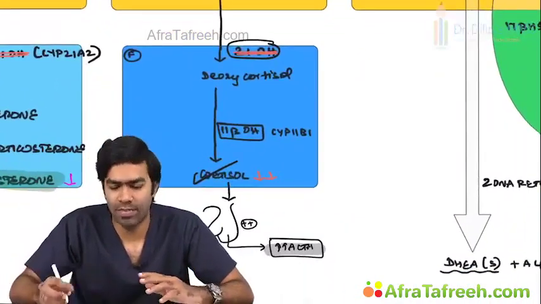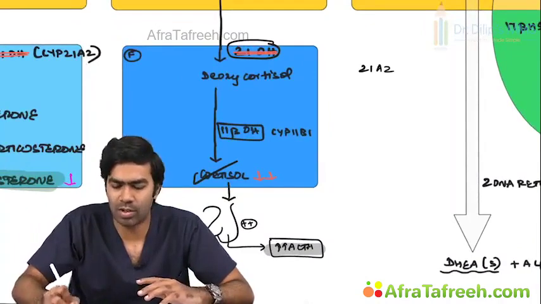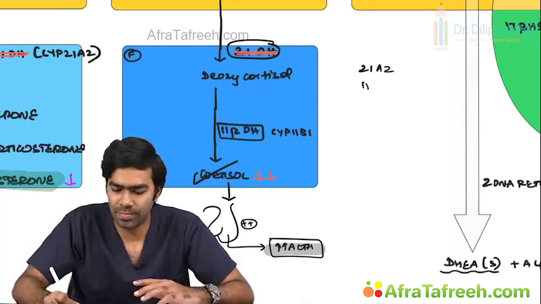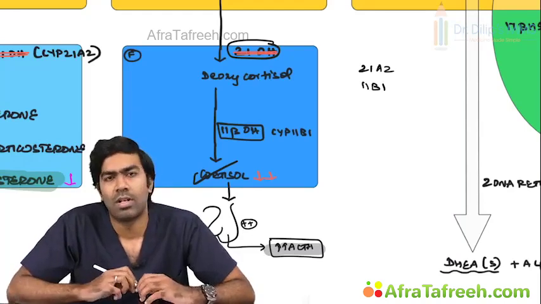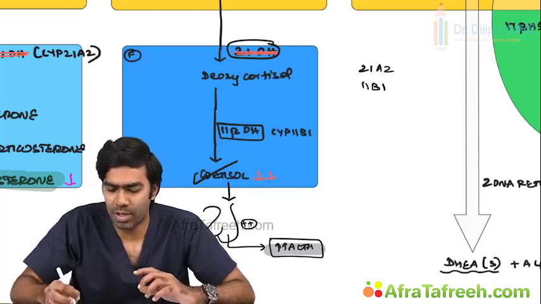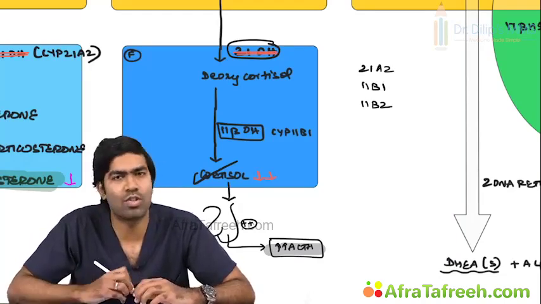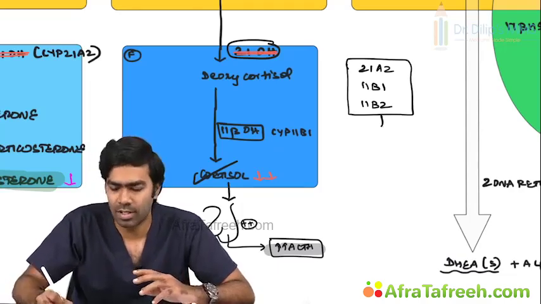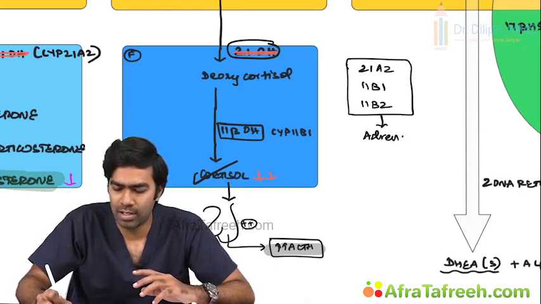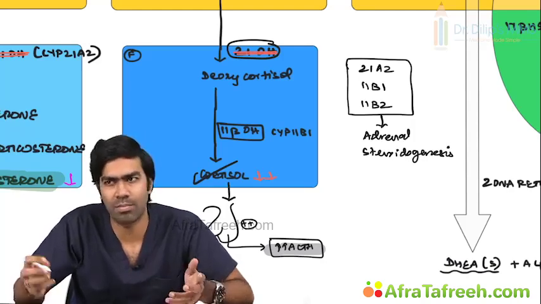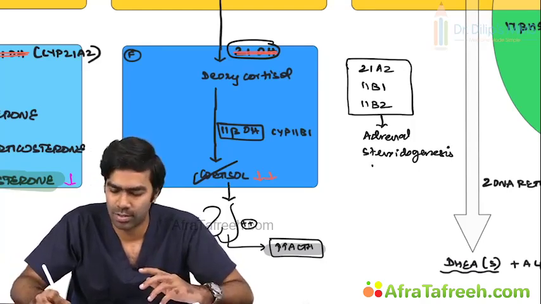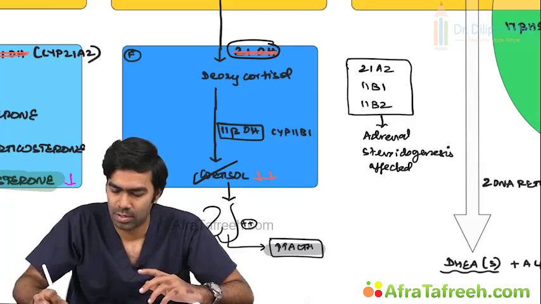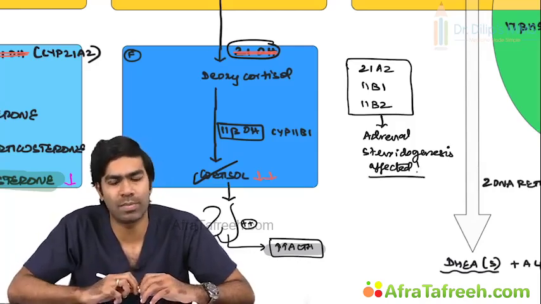But on the other hand, if you have a defect in 21-hydroxylase, or a defect in 11-beta hydroxylase, otherwise called the 11B1 enzyme, or a defect in aldosterone synthase enzyme, otherwise referred to as CYP11B2, these defects will affect only adrenal steroidogenesis, and it's going to spare the gonadal steroidogenesis, because these enzymes are not important for gonadal steroidogenesis. Clear? Gonadal steroidogenesis will be spared.